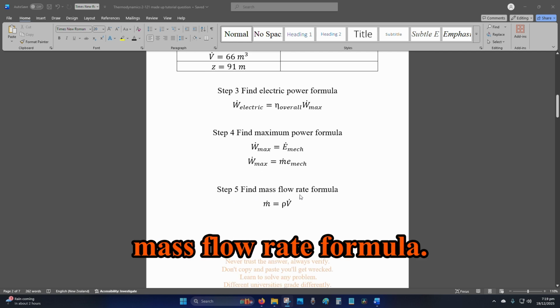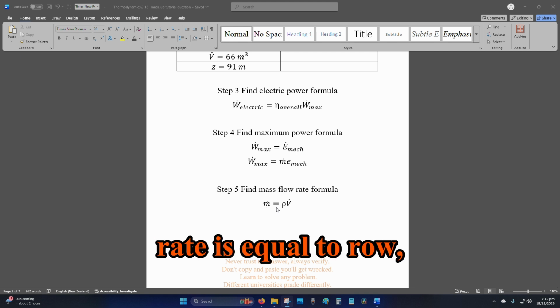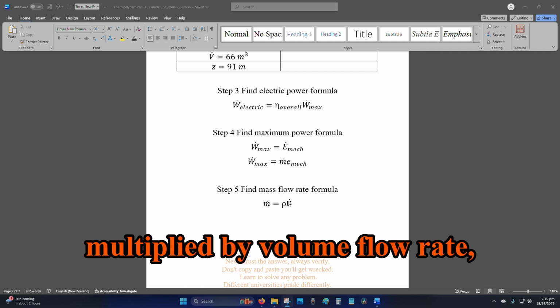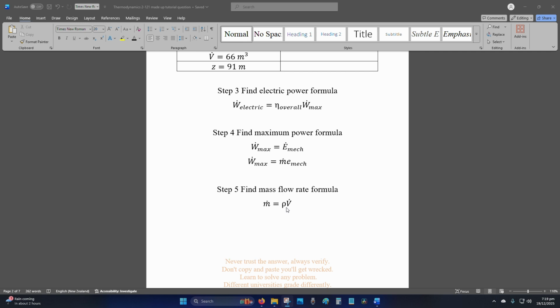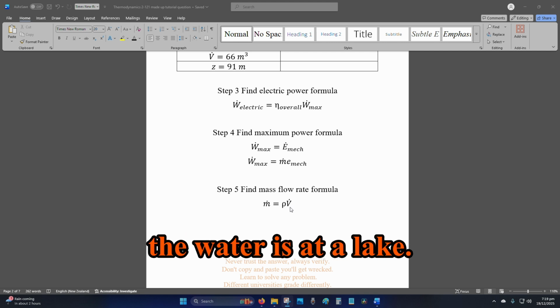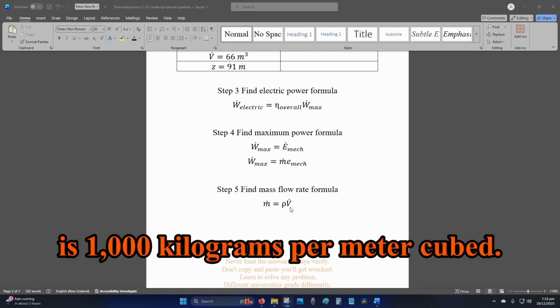Step 5, find the mass flow rate formula. So m dot, the mass flow rate, is equal to rho, which is density, multiplied by volume flow rate, which is V dot. So this is a dam. We're going to assume the water is at a lake. So we're going to assume the water density is 1,000 kilograms per meter cubed.